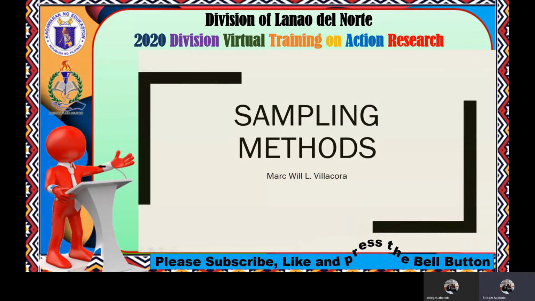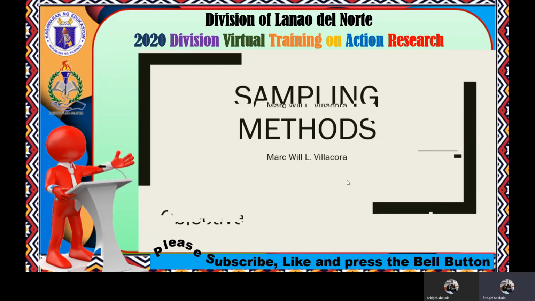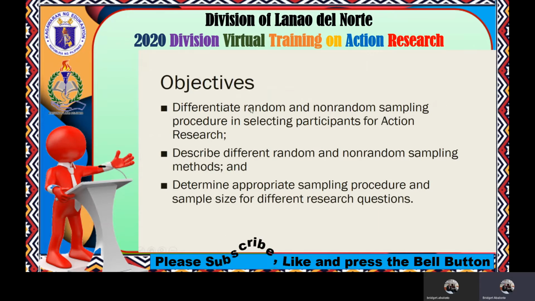So before that, we are going to have our objectives. The first objective is that at the end of the session, we need to differentiate random and non-random sampling procedure in selecting participants for action research. Next, we need to describe different random and non-random sampling methods. And next is we need to determine appropriate sampling procedure and sample size for different research questions.